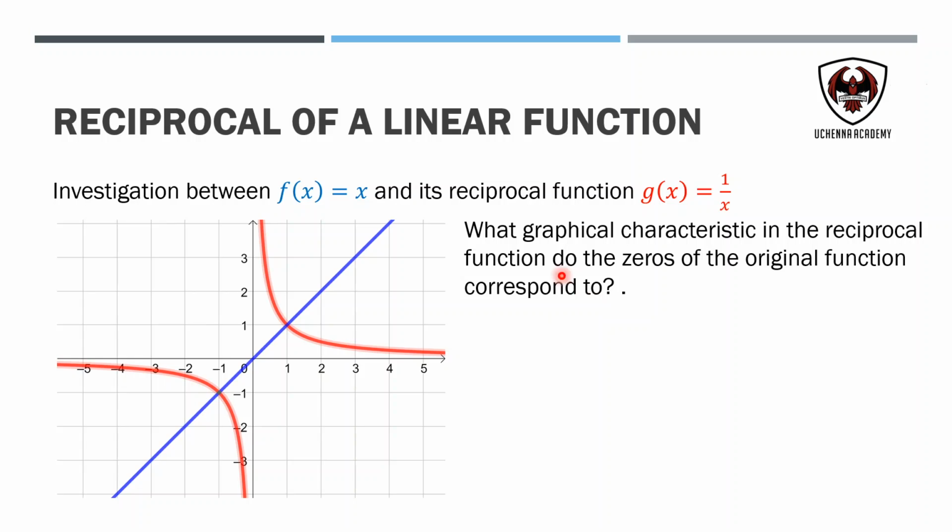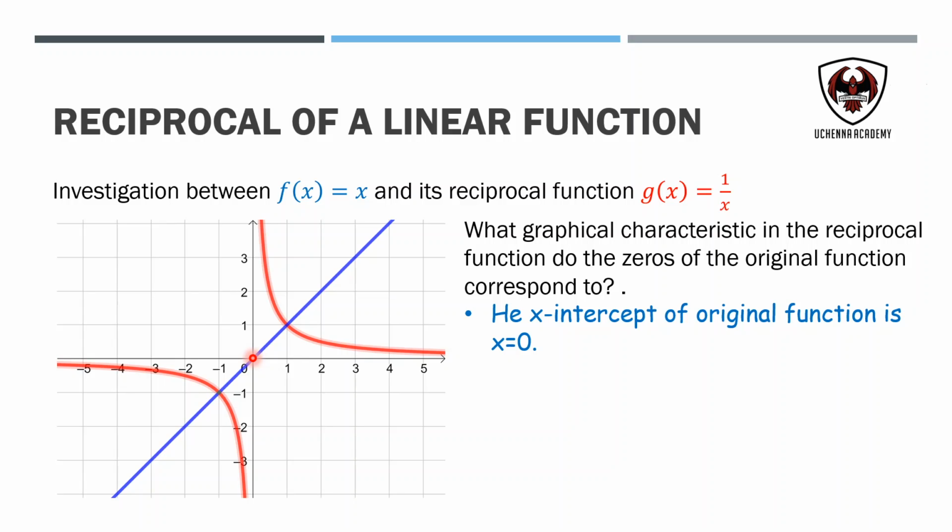The other thing that you should notice is a graphical characteristic that the reciprocal function has when the zeros of the original function correspond to. So the original function, the blue function, has zeros, or x-intercepts, just one, at x is equal to 0, so right where my pointer is.